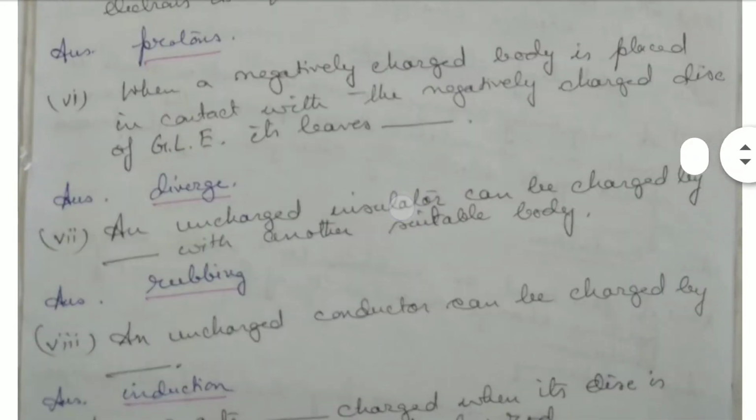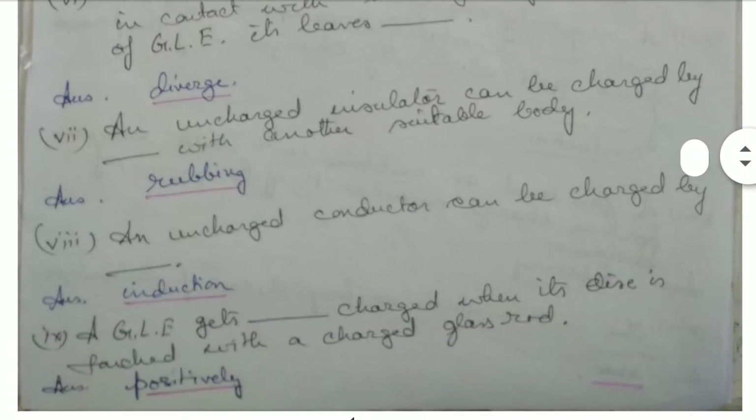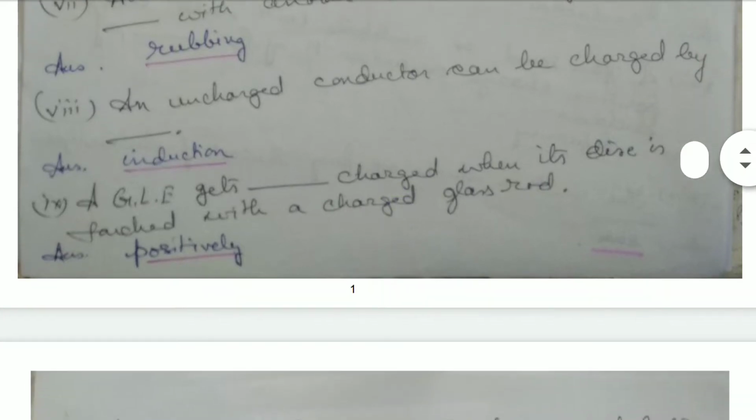When a negatively charged body is placed in contact with the negatively charged disc of a GLE, that is gold leaf electroscope, its leaves diverge. An uncharged insulator can be charged by rubbing with another suitable body. An uncharged conductor can be charged by induction. A GLE, that is gold leaf electroscope, gets positively charged when its disc is touched with a charged glass rod, because the charged glass rod is positively charged.